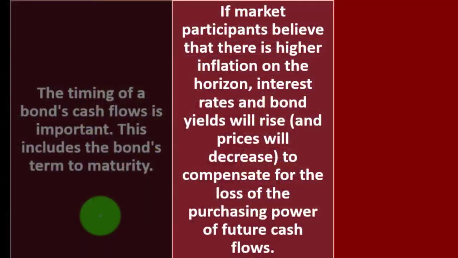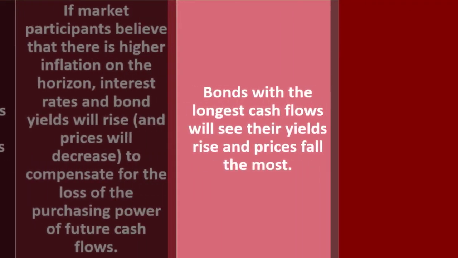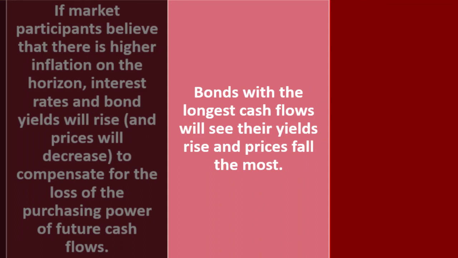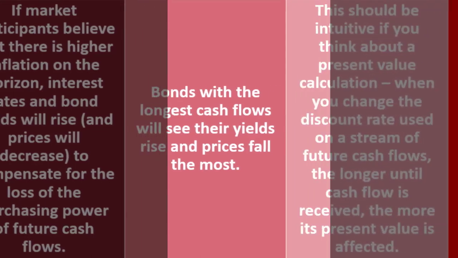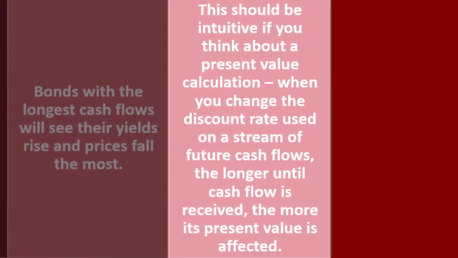So if market participants believe that there is higher inflation on the horizon, interest rates and bond yields will rise and prices will decrease to compensate for the loss of the purchasing power of future cash flows. Bonds with the longest cash flow will see their yields rise and prices fall the most. This should be intuitive if you think about the present value calculation: when you change the discount rate used on a stream of future cash flows, the longer until a cash flow is received, the more its present value is affected.